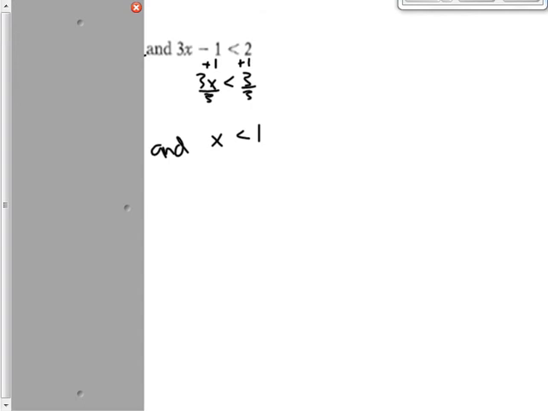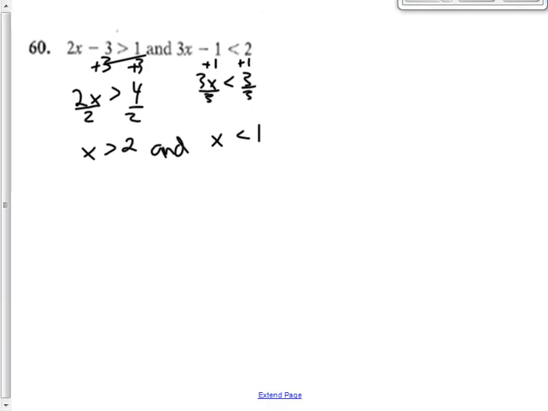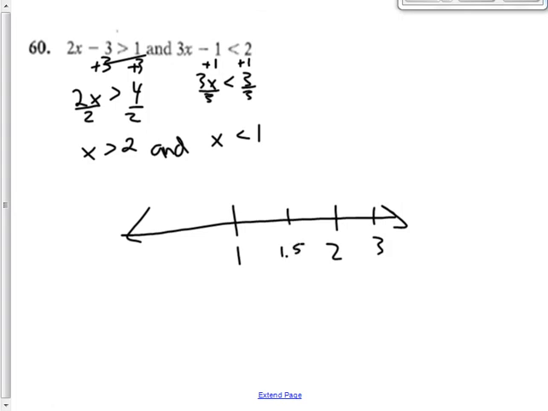Okay, so I get rid of this, and I end up with x is greater than 2, and x is less than 1. So when I graph it, I've got the number 1 and the number 2, a number that's bigger than that, a number that's in between them, 1.5 is in between 1 and 2, and a number that's less than 1, that's a 0. The 1 and the 2 are the numbers that are going to have circles at them.